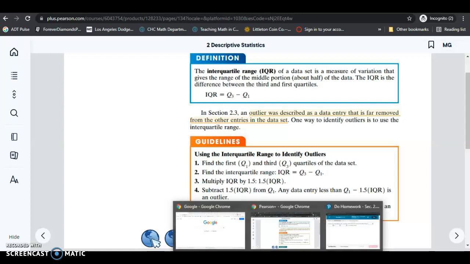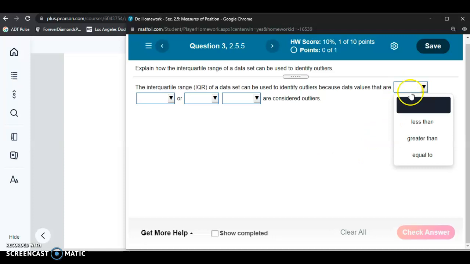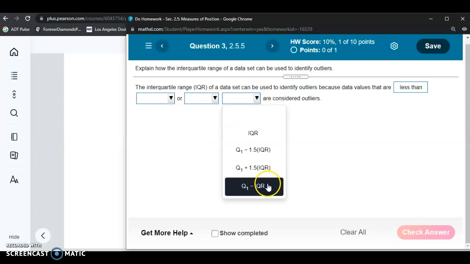Okay, so based on this information, the interquartile range of a data set can be used to identify outliers because the data values that are... so again, you have to fill in the boxes. Data values that are less than... you have to look at your answer choices carefully. These are the only answer choices in the second box. Likewise, these are the answer choices in the last box.